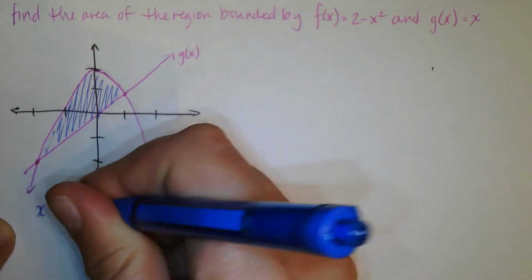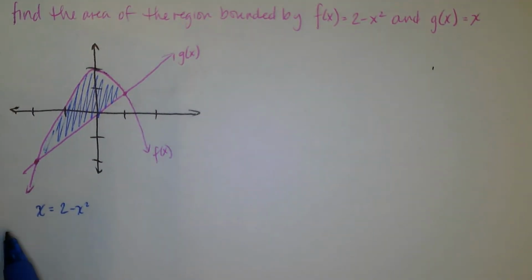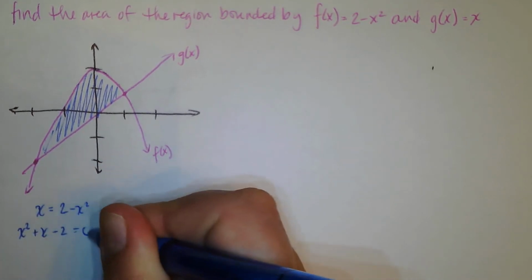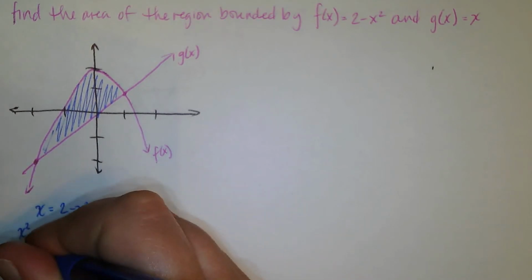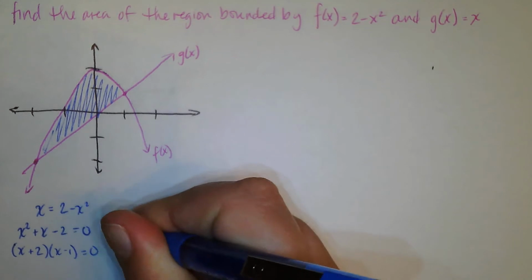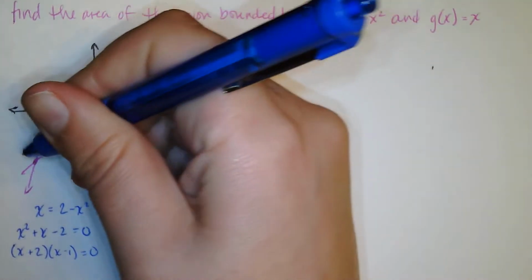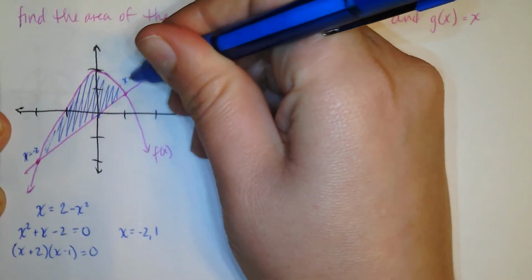So x equals 2 minus x squared. Pull them all over to one side. We're going to have x squared plus x minus 2 equals 0. If we factor this, x plus 2, x minus 1, and x equals negative 2 and positive 1. So this is x equals negative 2. This is x equals positive 1.